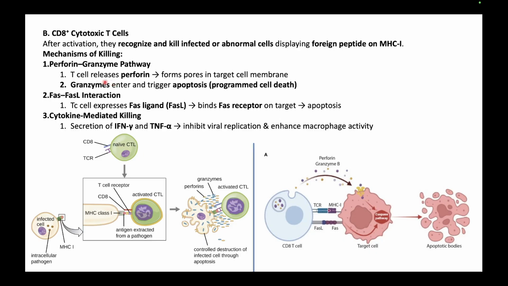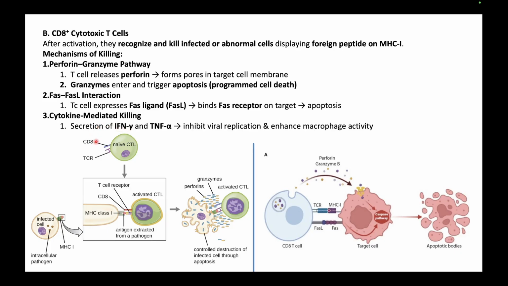So the T cell releases the perforin, it forms pores in the target cell membrane, and the granzyme enters and triggers the apoptosis, which is programmed cell death. So both together perform the function. Then there is the Fas and Fas ligand interaction. The TC cells express Fas ligands which can bind to the Fas receptor on the target, and that also induces apoptosis. Then there is cytokine mediated killing.